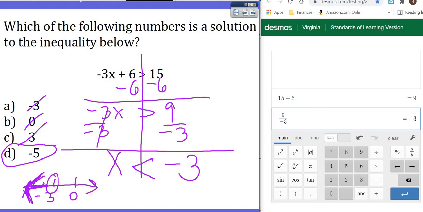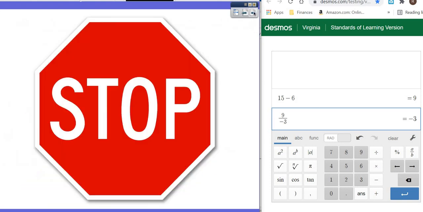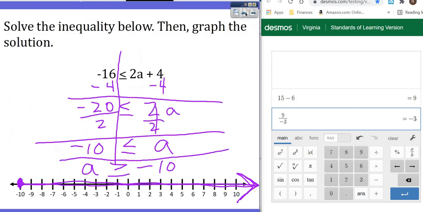So many people pick whatever they come up with. So they'll pick a -3. But if it's just a less than or greater than, that will not be correct. So you have to be very careful to look at that. All right? Okay, that's all our inequalities.